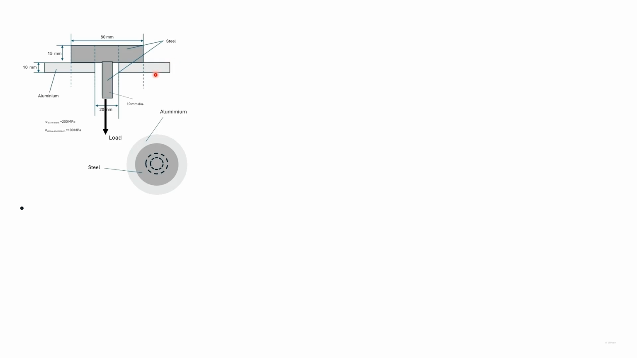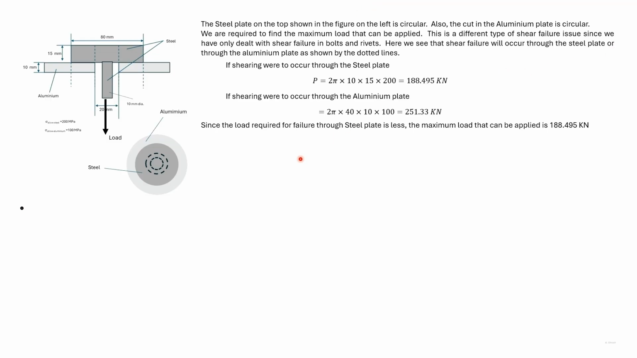To find out the strength that the aluminum portion can withstand, we multiply the allowable stress in aluminum, that's 100 MPa, multiplied by the depth 10 millimeter into 2 pi r, the circumference of the circle, where r is 40 millimeters. It is found that the steel portion will shear first. Hence, the maximum load is given by the capacity of the steel portion.